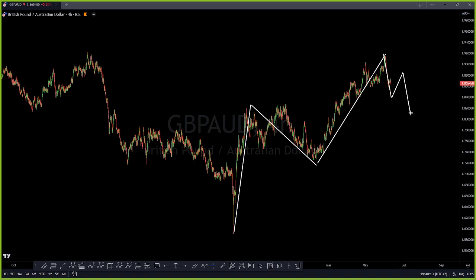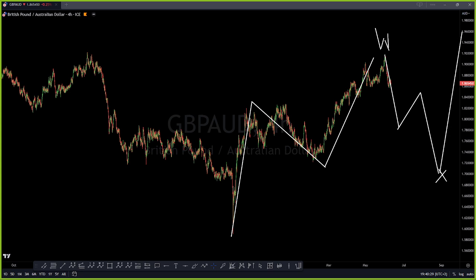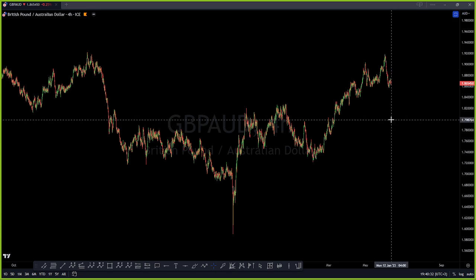So it even might be something like this. It doesn't have to be this small. It can even be a double correction before we can see a continuation move to the upside. But all I'm looking for here now is something like 50% of this three-wave move to the upside here. This being your W here. So I'm going to be looking for the three-wave move as our wave X before we can even talk about the continuation move to the upside.